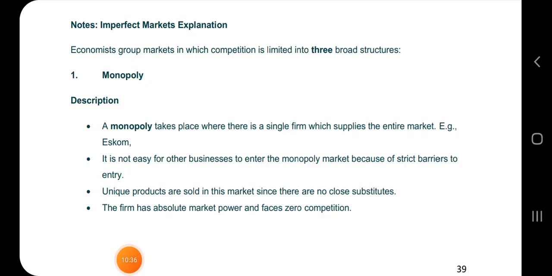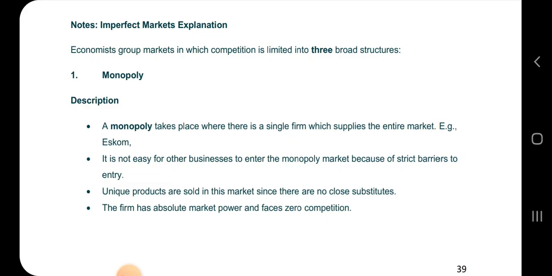Now we'll look at imperfect market explanation. Economists group markets in which competition is limited into three broad structures. Competition is limited in these markets. Monopoly. This is a description of a monopoly.